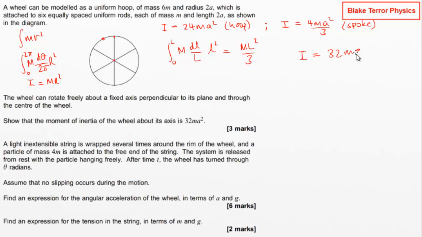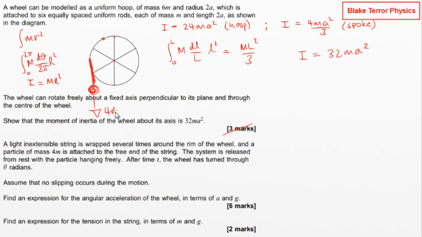So that's fairly straightforward. It's even easier if you've looked up those moments of inertia to begin with. So that's the first part done. Now we've got a light, inextensible string wrapped several times round the rim of the wheel, with a particle of mass 4m attached to the free end of the string. Right, okay, so we've got some mass hanging down here, with mass 4m.